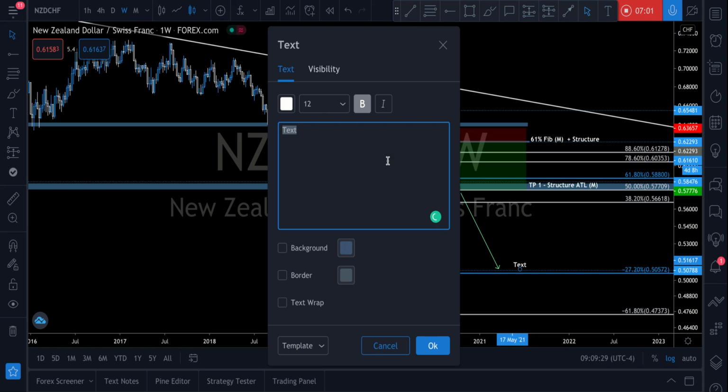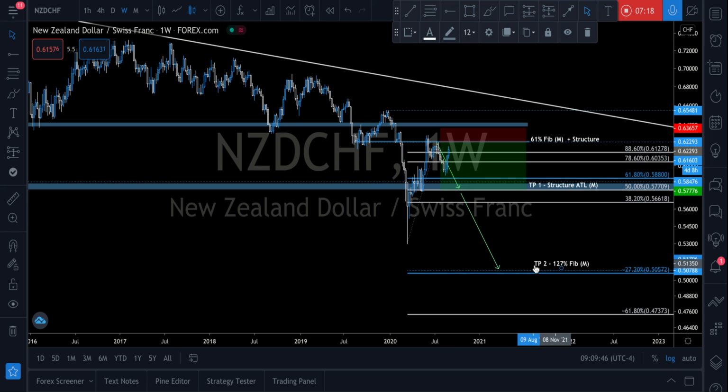And then the potential TP2 would be right here, and that's just going to be the fib level. TP2, and that's just going to be the 127 fib level, the 127% fib, and that's going to be on the monthly leg as well. Monthly leg. So this one is a little bit less likely.